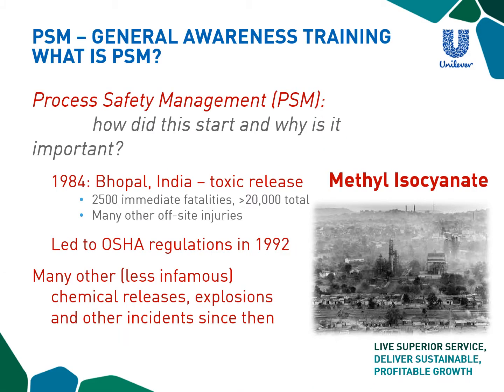So what is PSM, or Process Safety Management, and how did it arise? Well, there was a tragic incident that occurred in 1984 in Bhopal, India, in which a Union Carbide pesticide plant had a catastrophic release of methyl isocyanate. This release was so dangerous in nature that it immediately killed 2,500 people, and by the time the incident was over, killed over 20,000 individuals. There were also many other non-fatal injuries off-site. As you can see in the picture of the plant there, it was located in a densely populated area.